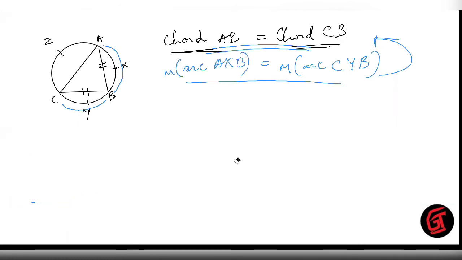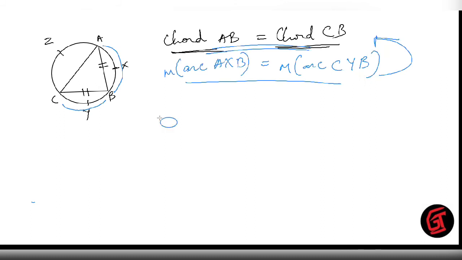Till here, if you have understood, please type clear in the chat box. Please type clear in the chat box if you have understood till here. Okay, great.